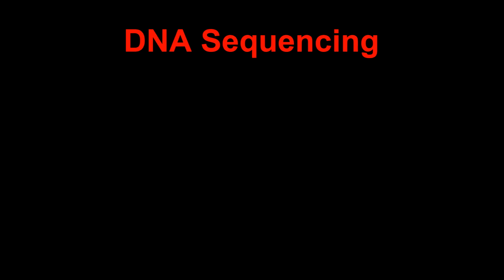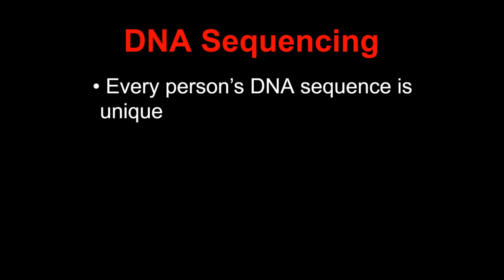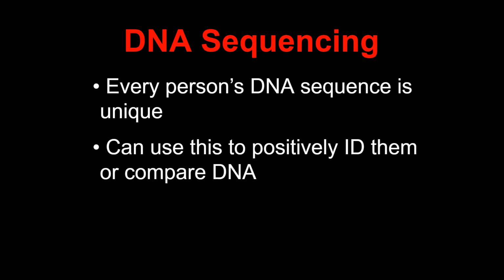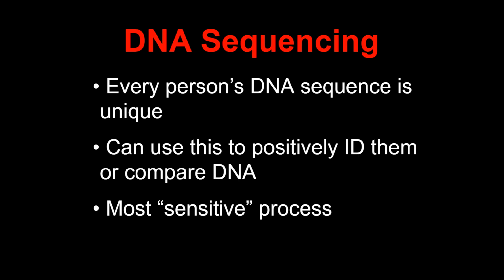So the first way we can do this is by using a DNA sequence. Remember, each person's DNA sequence, the A's, T's, C's, and G's, is unique. And we can use this to positively identify them or compare their DNA. So you just match up, does this person have the same A's, T's, C's, and G's as this? And this is going to be the most sensitive process because since you're looking at the exact sequence and matching that up, it's going to be by far the most accurate.